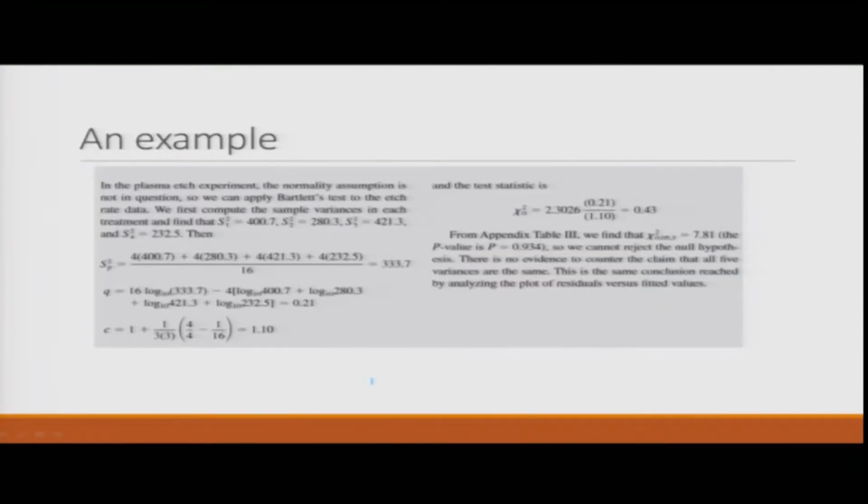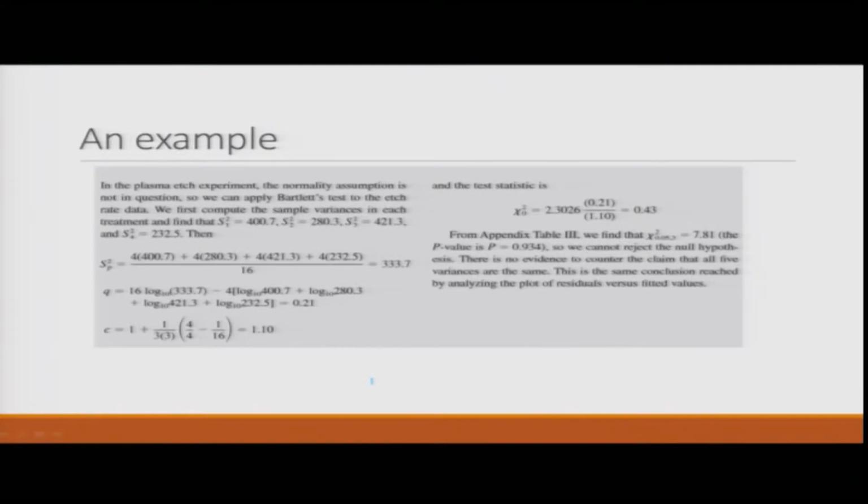So, let us consider an example. In the plasma etch example which you considered, the normality assumption is not in question. So, we can apply the Bartlett test to the etch rate data. We first compute the sample variance for each, which is the square of the standard error. S1 squared is 400, S2 squared is 280, S3 squared is 421, S4 squared is 232.